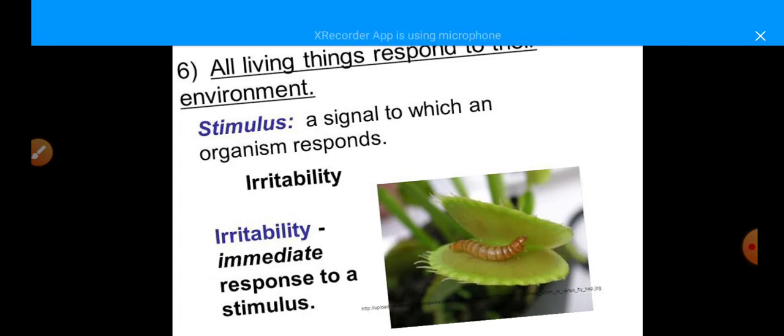Irritability. All living things respond to stimulus. Stimulus is a signal to which an organism responds. Let me explain. If I ask you to close your eyes and you stretch your hand, and I take a pin, I pierce your hand, what's the first thing you will do? You will withdraw your hand immediately.